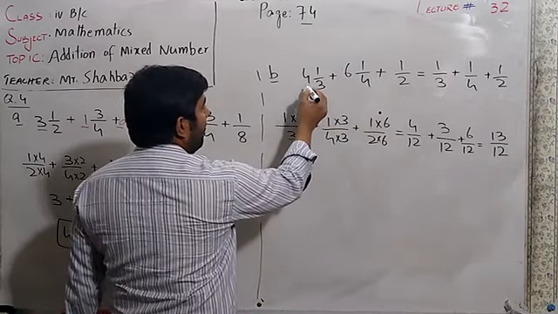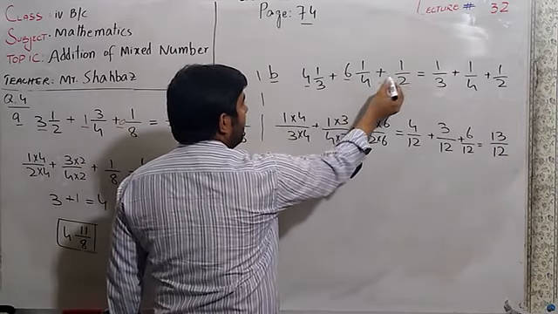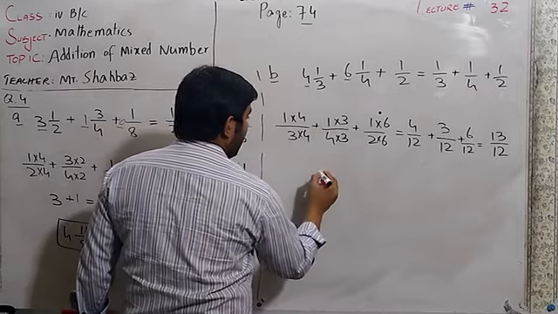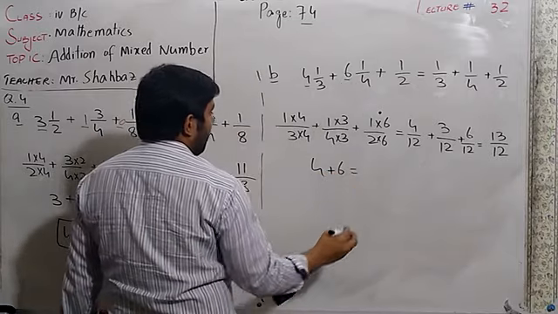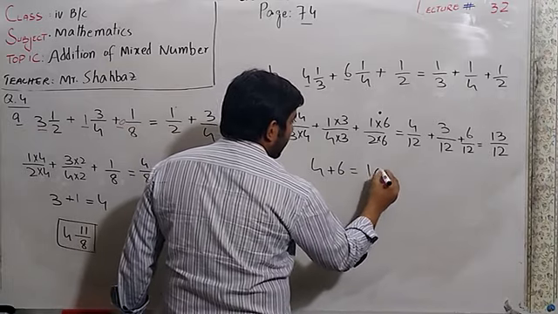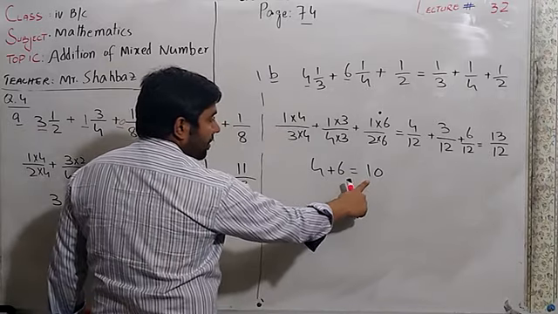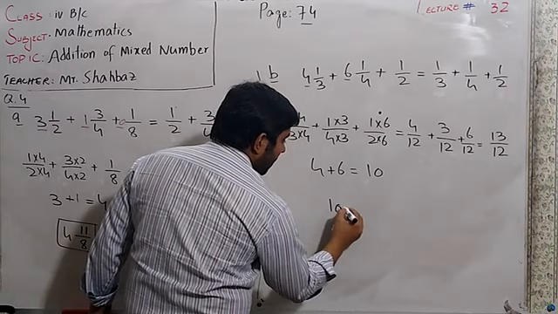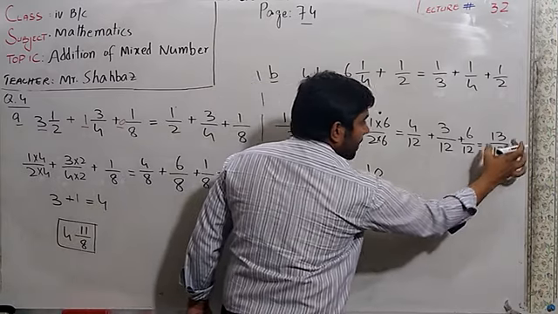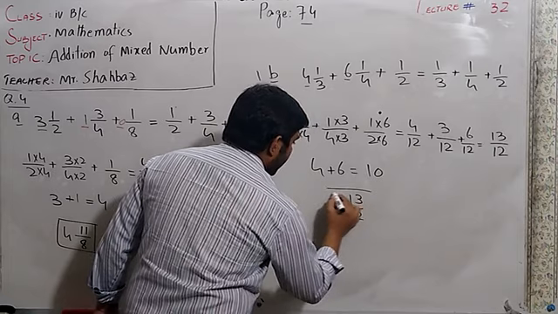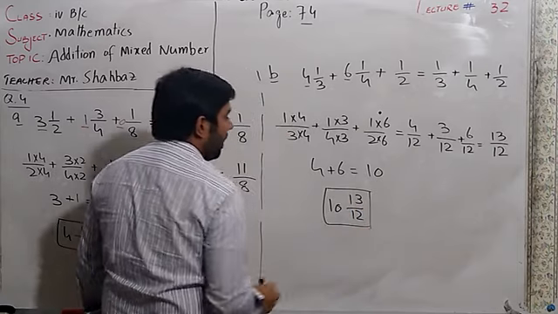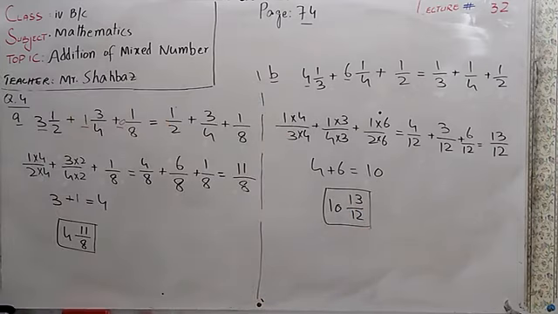Now we have the whole numbers. This one there is 0. So we add this and this. 4 plus 6 will be 10. This is the whole number. 10 whole, and the fraction is this one, 13 over 12. And this is our answer. Okay?